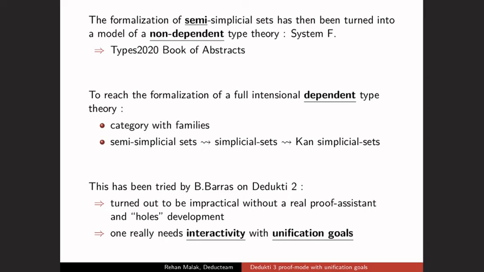The degeneracy maps I'm talking about are related with the fact that in our formalization, we consider only, for example, a true triangle, not degenerated flat ones where two sides share the same vertices. So this has been tried by Bruno Barras on Dedukti 2, but it turned out to be impractical without a real proof assistant and the equational reasoning we were previously talking about. Indeed, the errors one can get are really cryptic and hard to understand with these kinds of models. So one really needs interactivity with unification goals.